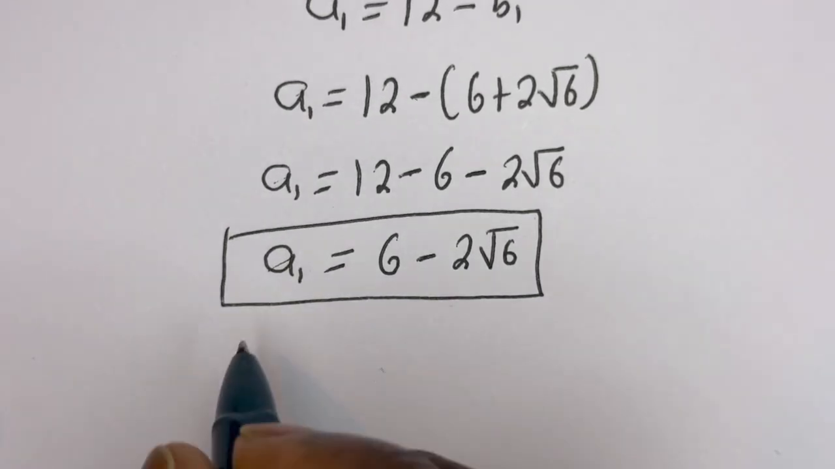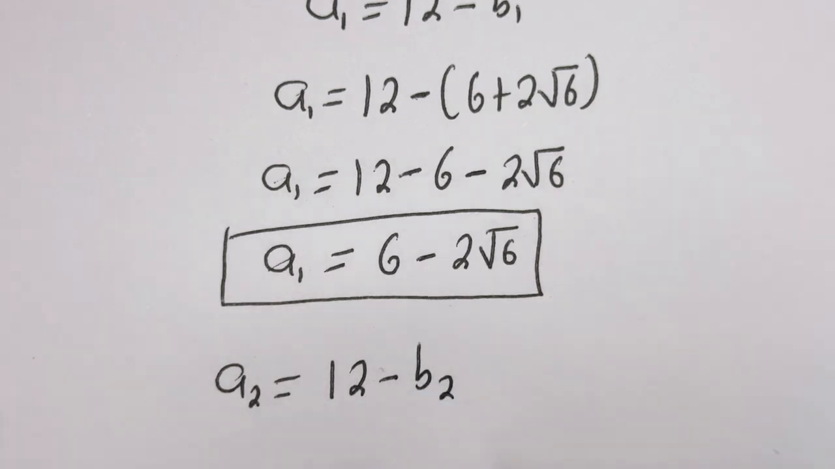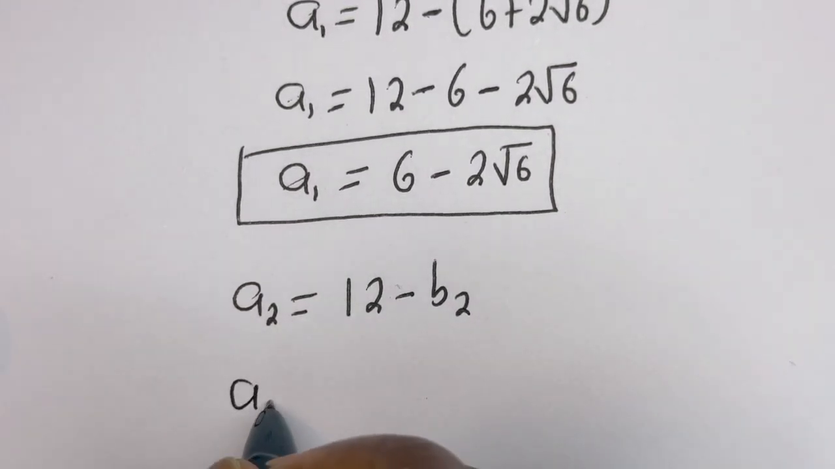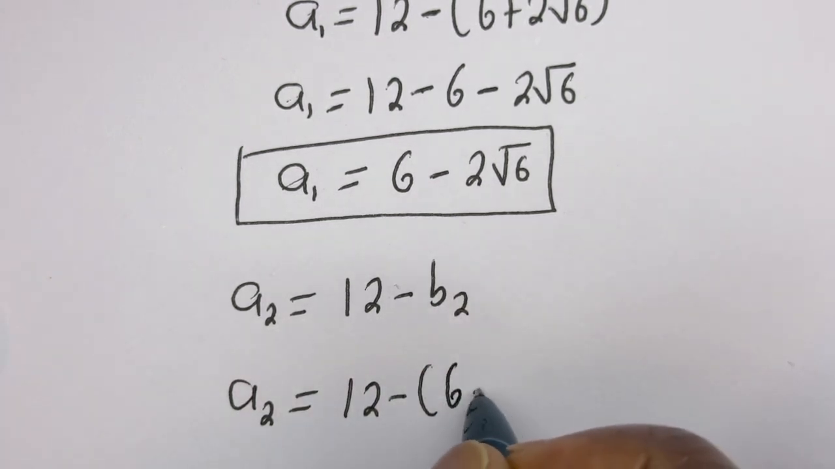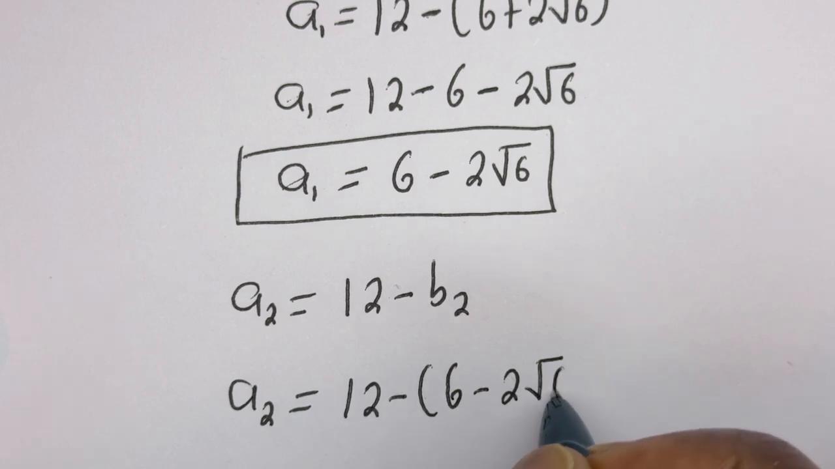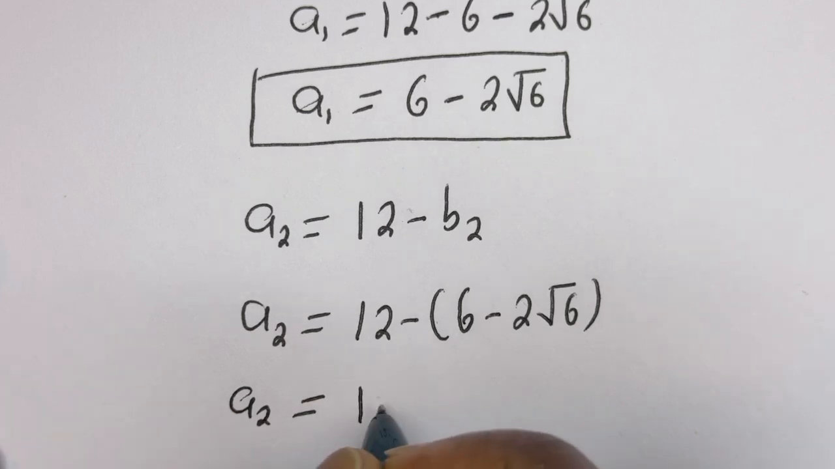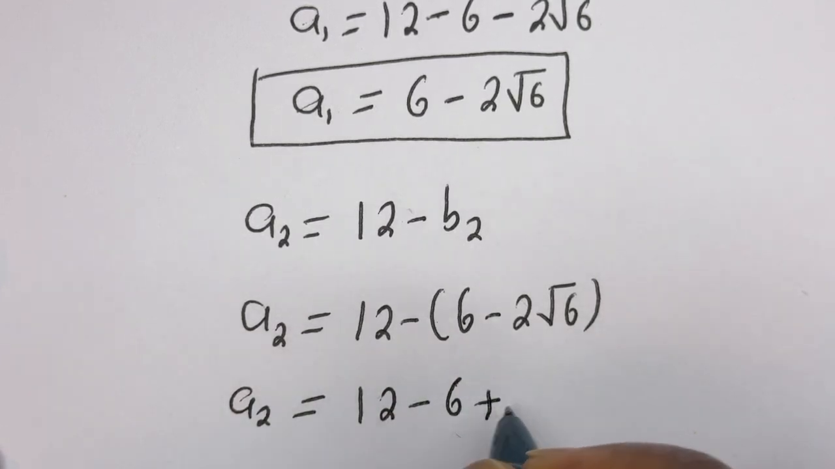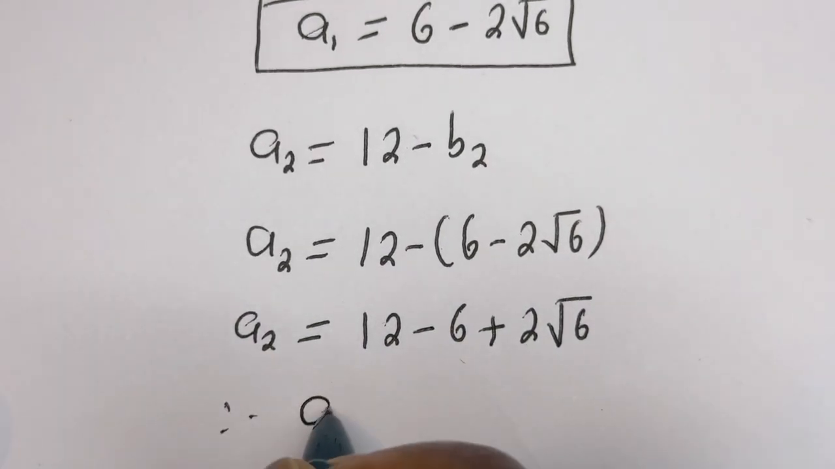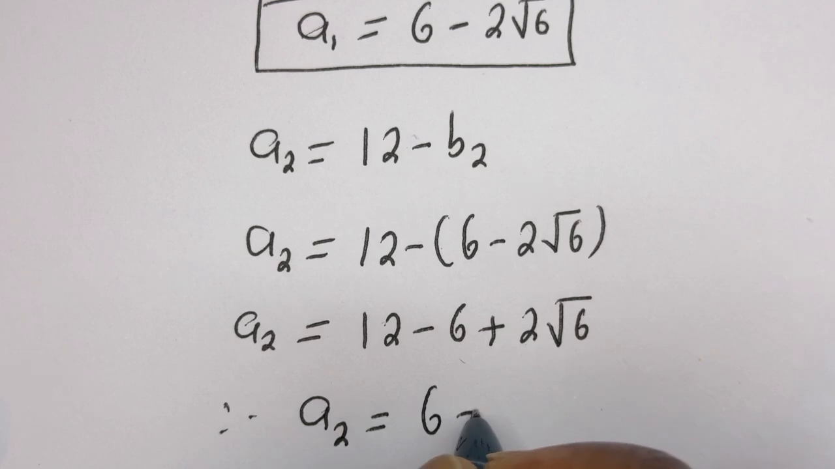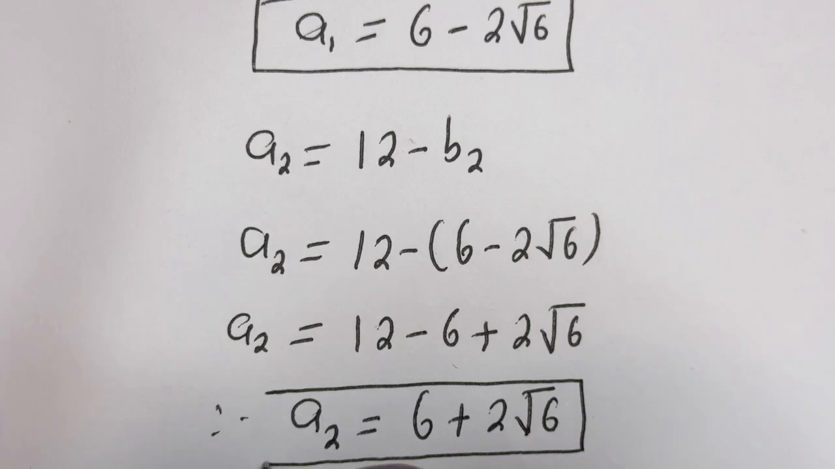Now let's solve for a2. a2 is equal to 12 minus b2. Now a2 is equal to 12 minus bracket b2, which is 6 minus 2 root 6. a2 is equal to 12 minus 6 plus 2 root 6. Therefore, a2 is equal to 6 plus 2 root 6. This is the value of a2.